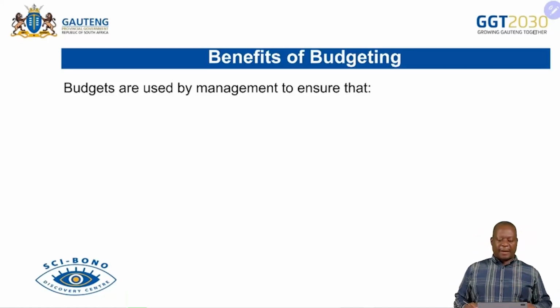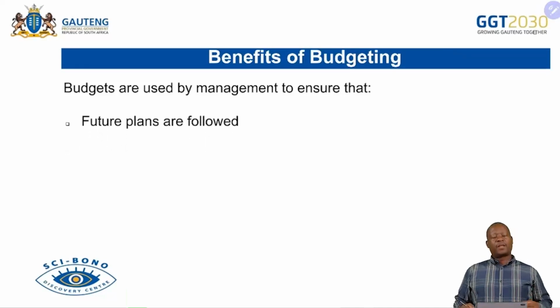Budgets are used by management to ensure the following: that future plans are followed. So we don't just put in a budget there so that we decorate our offices, but we are saying now this is the plan of action. So when we are getting into the future, we know the correct path to follow.